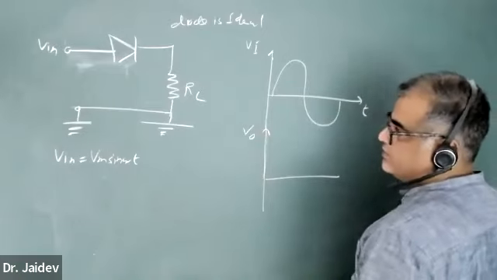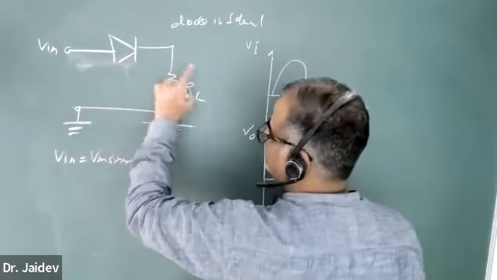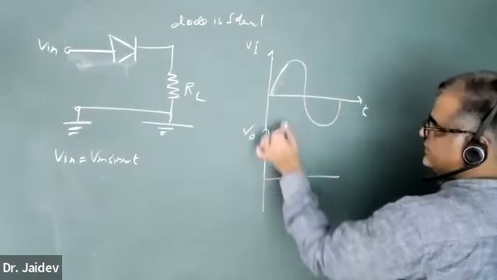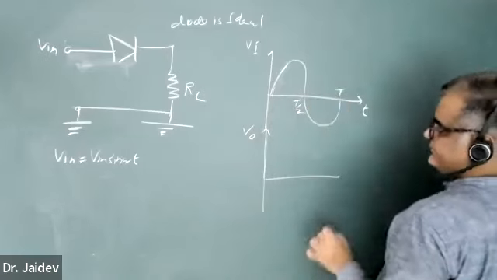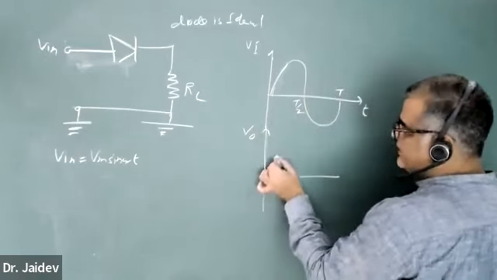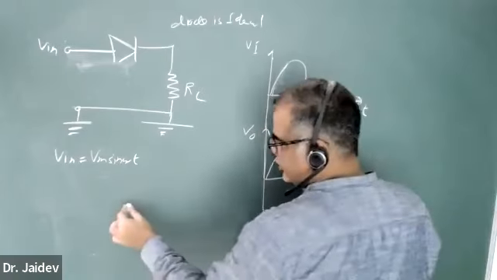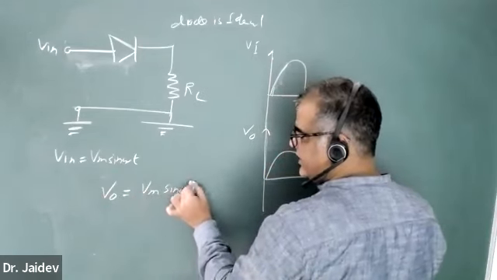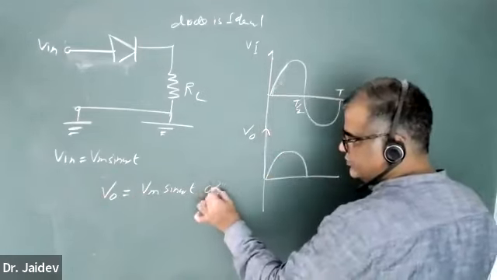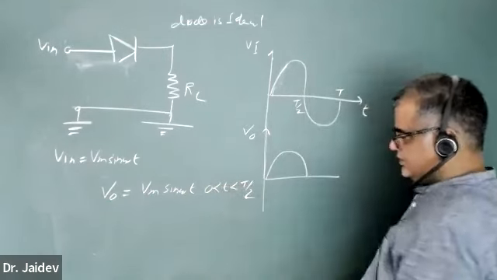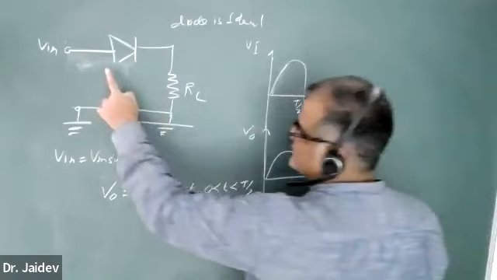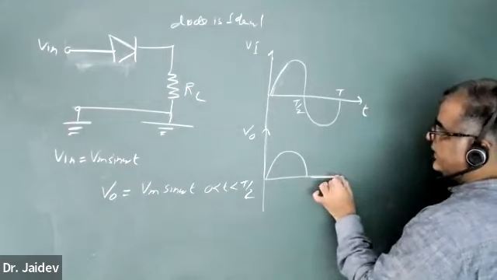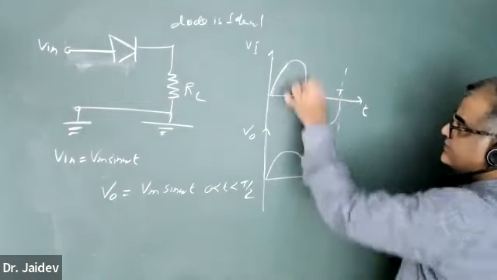So for forward bias, what is the output? Same. If I say this is T by 2, this is T, so for 0 to T by 2 time, what is the output? My output is V naught equals Vm sine omega t for the time period 0 to T by 2. And for reverse bias, this will become an open circuit, so I'll get 0.